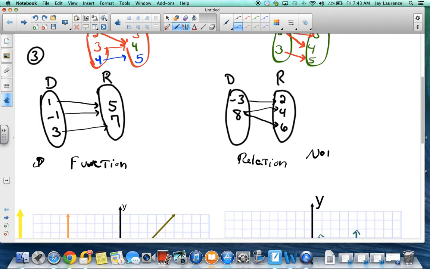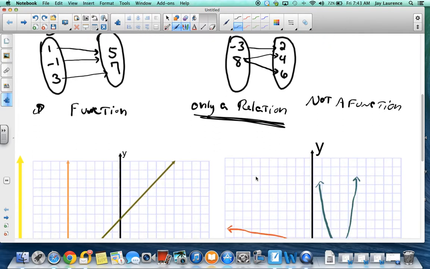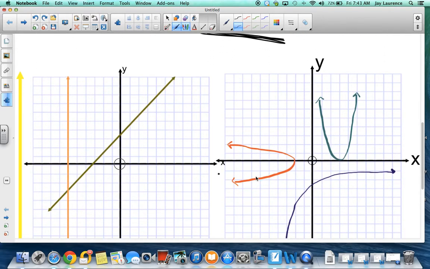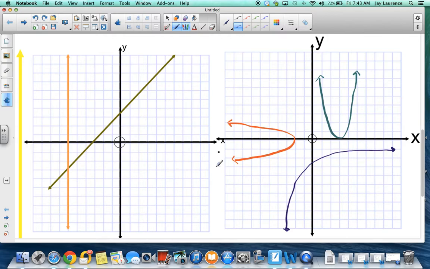Okay, now it depends on the type of question they ask you. You might say not a function, or you might say only a relation. I like this answer better, but if this says, decide which of these are functions, or is this a function, you could say, no, it's not a function. Okay, a best answer would say, oh, it's only a relation. Now, here I have some graphs here. Please ignore the yellow line for a minute, but I have some lines and curves, and we're going to see if they're functions or not.